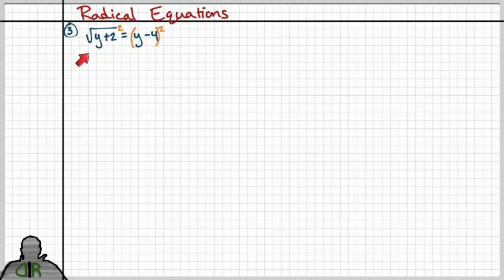This side becomes super easy because that just cancels out. The root of y plus 2 squared cancels out, so we're just going to get y plus 2 over here. But on the right side, it's a little bit more tricky. This is the FOIL method: first, outer, inner, last. We're going to have y minus 4 times y minus 4.